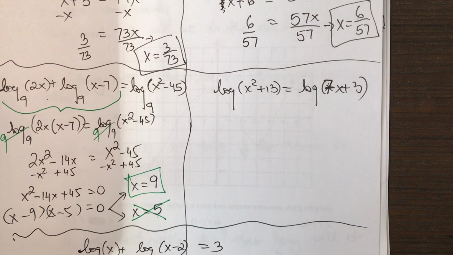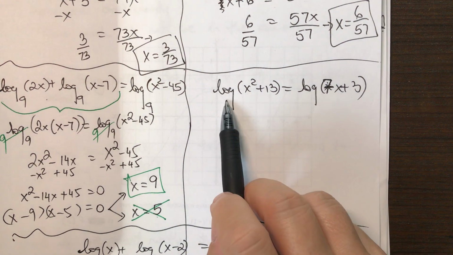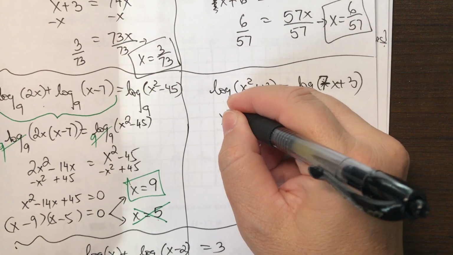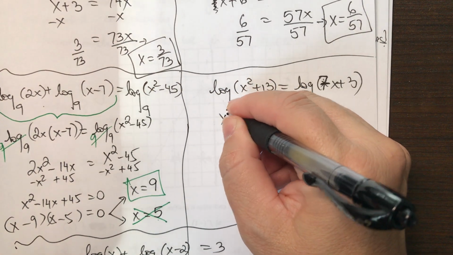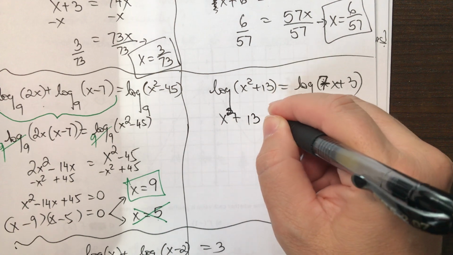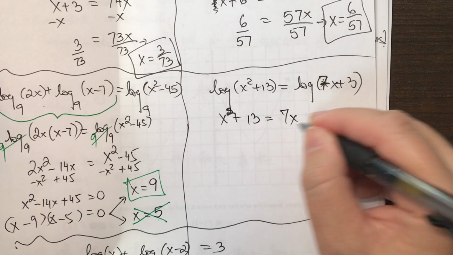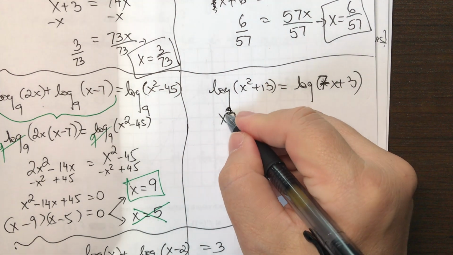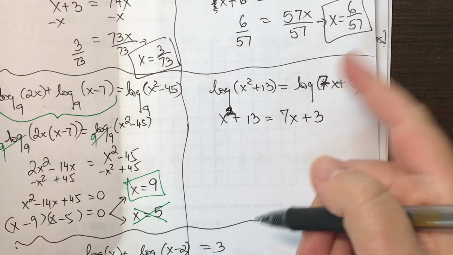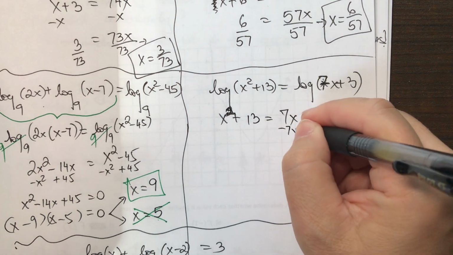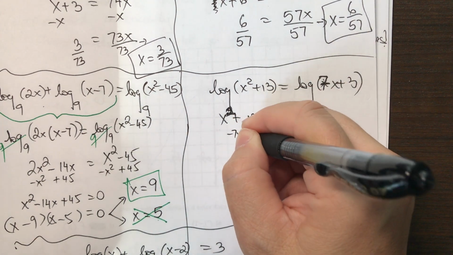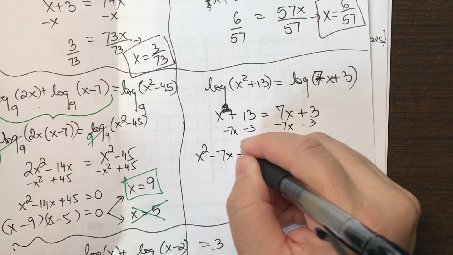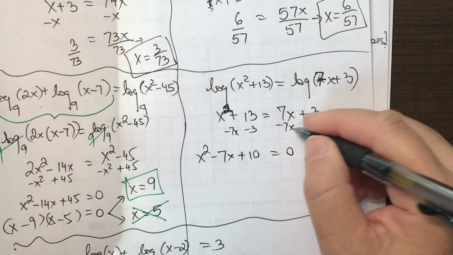So here is one right away. I've given you a log equal to another log. Perfect, just drop the logs. They have the same base. And there is our equation that we end up having to solve: x squared plus 13 is 7x plus 3. Again, it's a quadratic equation, so I need to move everything to one side. I'm going to get x squared minus 7x plus 10 equals 0.